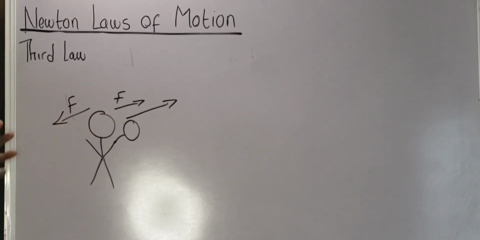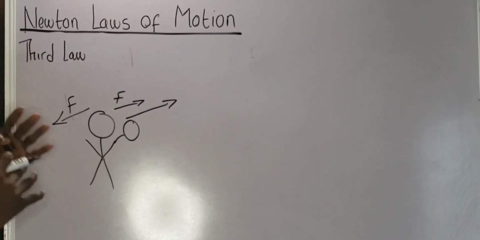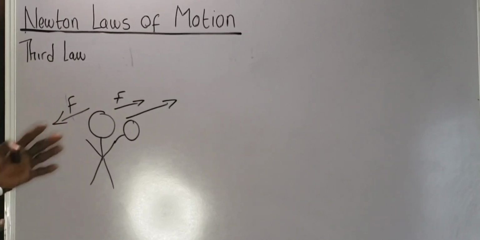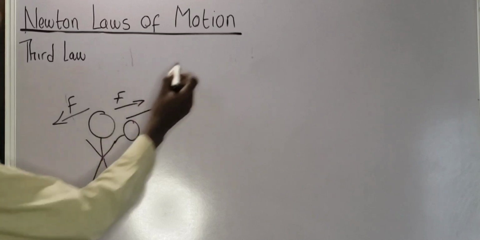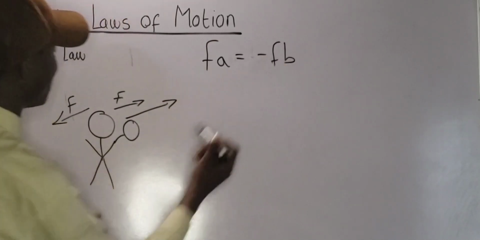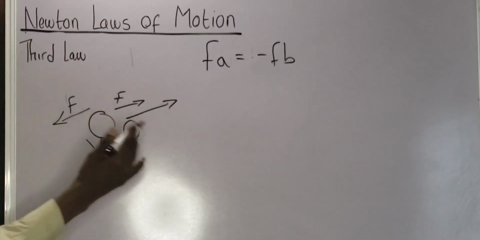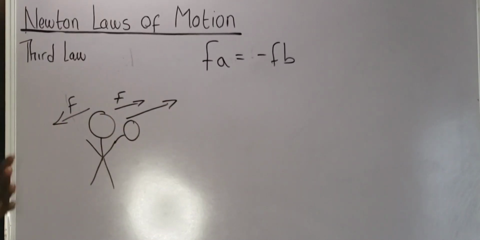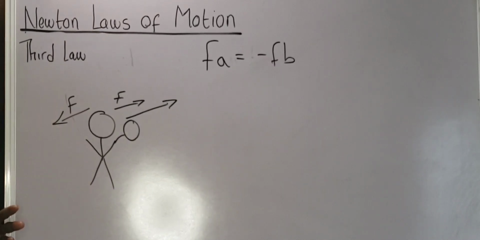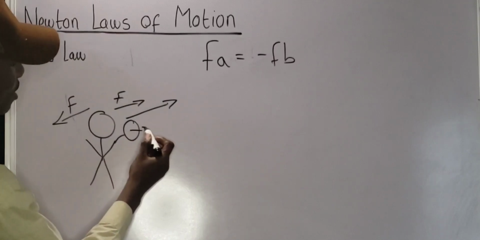That is, for every action, there is always an equal but opposite reaction. That means for every force exerted on an object, there is always an equal but opposite force. You understand what I'm saying? That is, Fa is equal to minus Fb, because that force is acting opposite to the direction of the force that is applied. In that case, the force is acting on this person himself. So now, let me ask you a question. Let's say the mass of this ball is 2 kilograms.